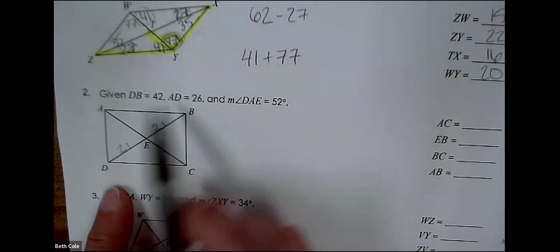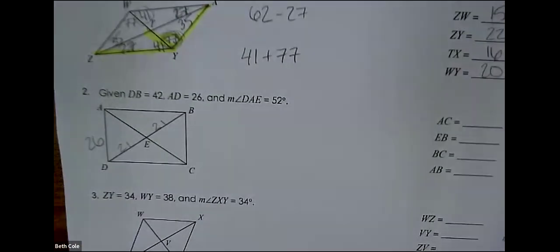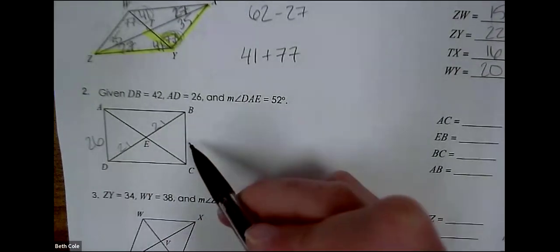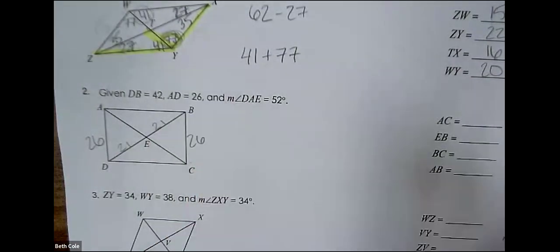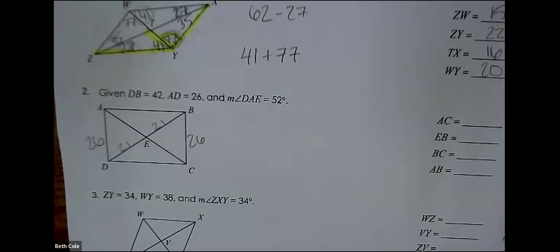All right, AD is 26. Where else can I put a 26? And you guys were doing a good job with the letters and everything. If AD is 26, yeah, across from it, BC is also 26. Okay, good. All right, and I think that's all that we have for sides, isn't it?